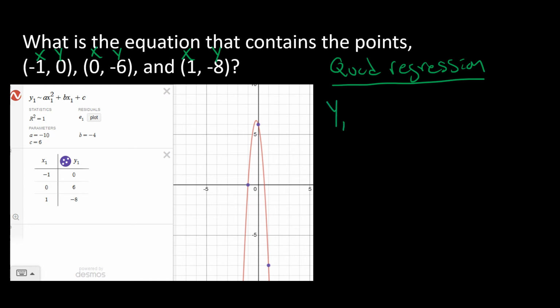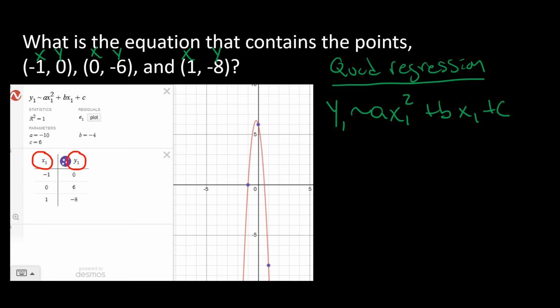That is y1 squiggle ax1 squared plus bx1 plus c. And then you have to input your table. Okay, again, to input your table, you're going to push add element. You'll put table, and then be very, very careful, guys, that you switch these values to x1 and y1. They will always pre-populate as x2, y2. So you want to switch those to x1, y1, and then you put in your points.